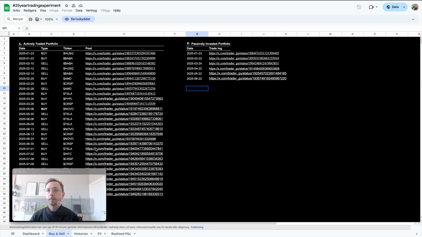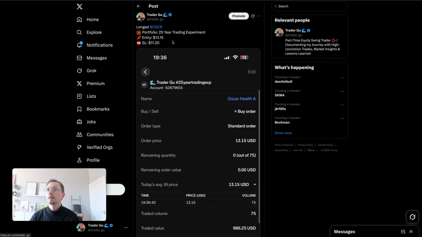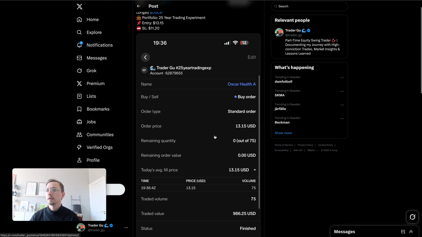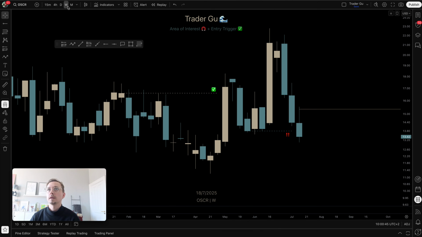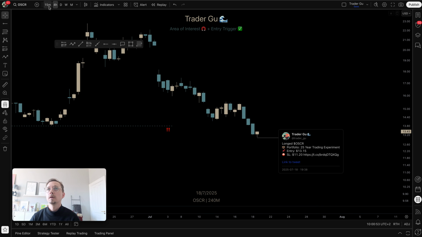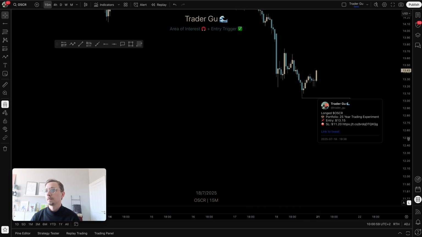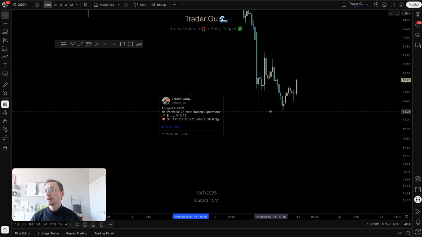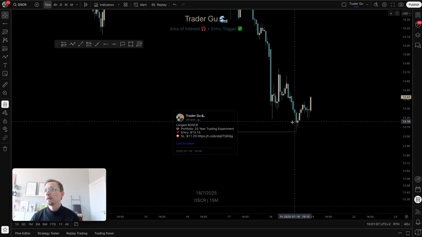Let's see. This is the post I prepared for Twitter. I posted this yesterday, just after I took the trade. And then let's see which candle I opened the trade. So this was yesterday, 4 hour, 15 minutes. Yeah, so I did open the trade at 13.15 at this candle here. And now we have started to move upwards.